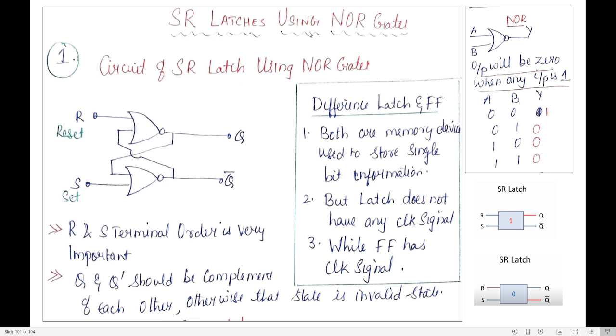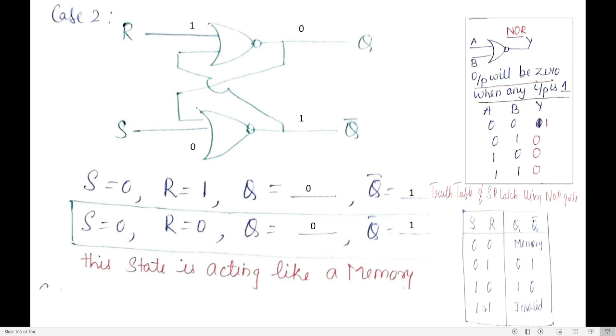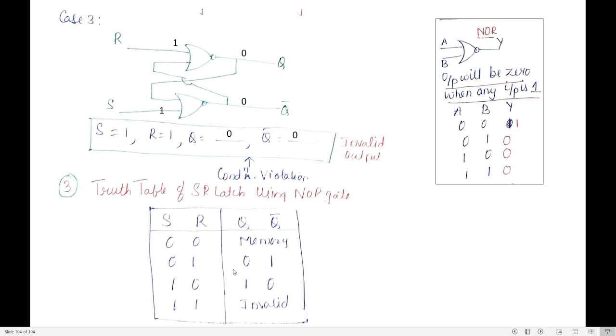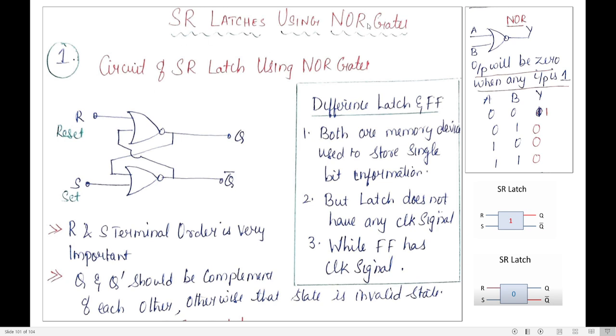So the construction of an SR latch using NOR gates has 3 steps. First step, construct the circuit diagram. Second step, write the working of the SR latch. Third step, put everything in a truth table. So let us start with the first step. It's a very easy thing.